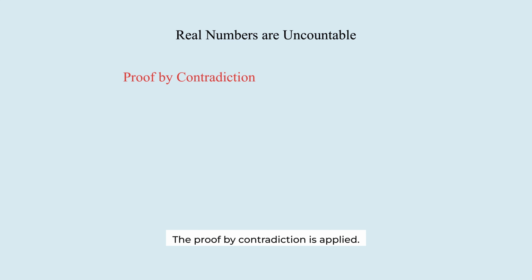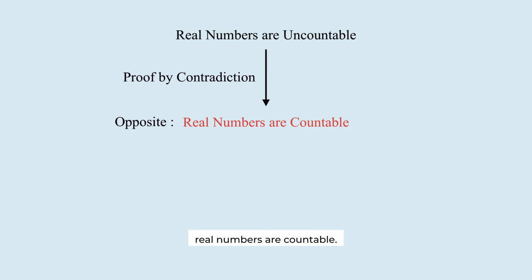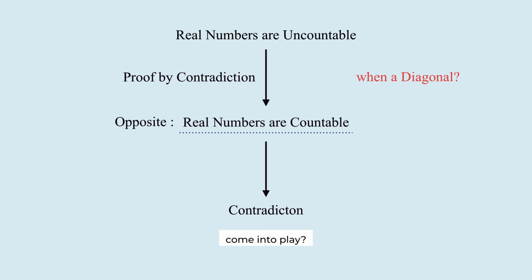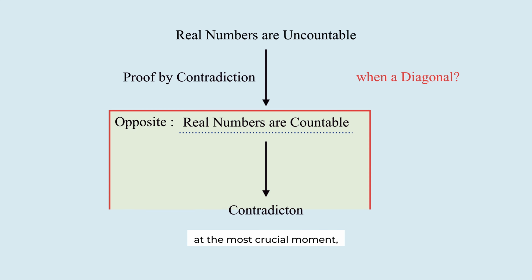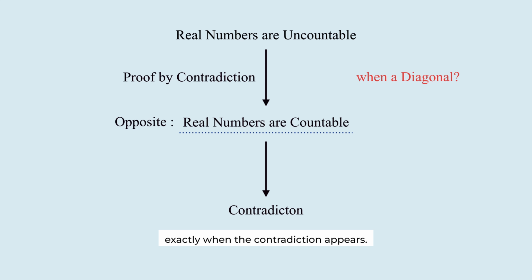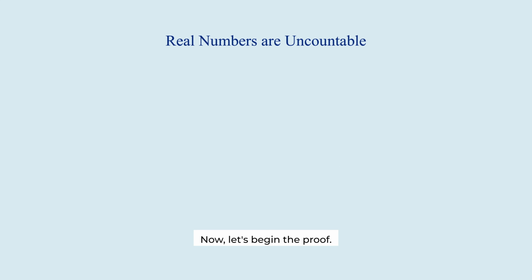The proof by contradiction is applied. We assume the opposite: real numbers are countable. And from that assumption, we are going to reach a contradiction. But when does the diagonal come into play? It enters at the most crucial moment, exactly when the contradiction appears. Now, let's begin the proof.